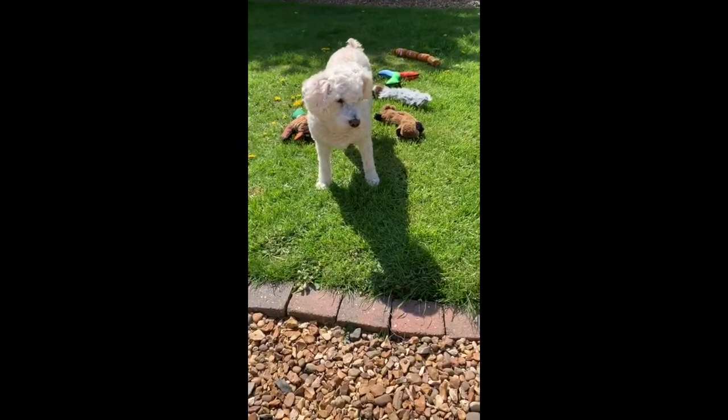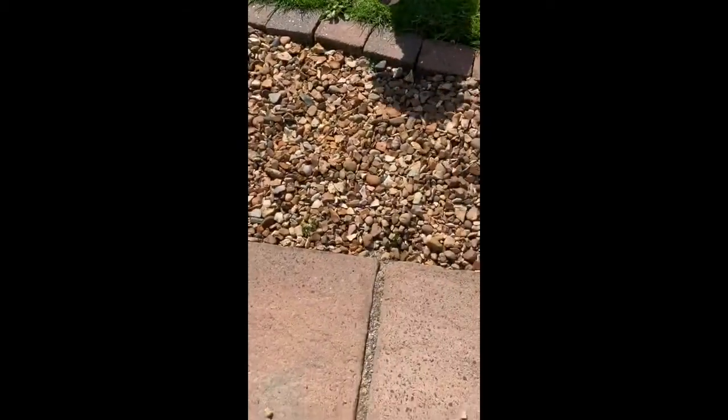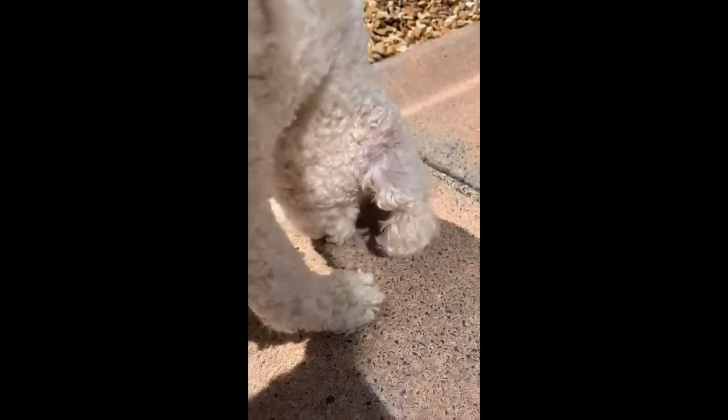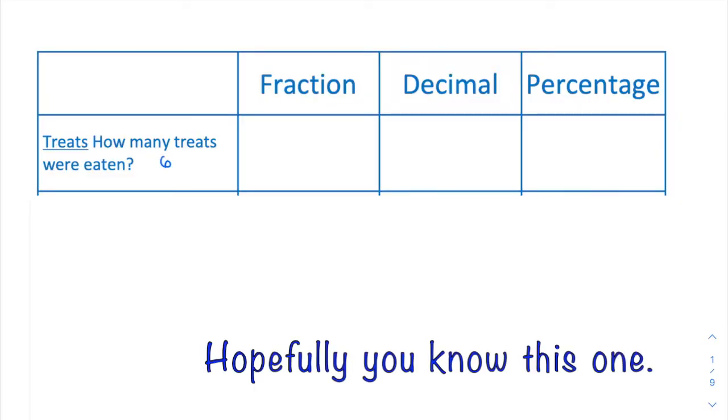How many treats will you eat out of 6? We've got 1, and then 2, 3, 4, 5, 6. All of them. So not surprisingly, Bertie ate all his treats, 6 out of 6. So hopefully you know that one, that's 100%. As a fraction, that's 1 whole, 1, and as a decimal, that's also 1.